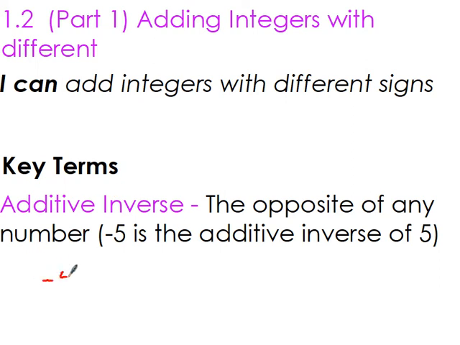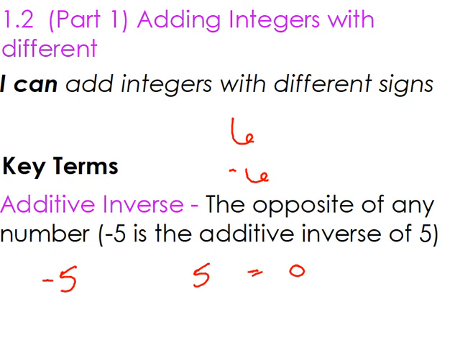If I have negative 5, the additive inverse of negative 5 is positive 5. The reason why is if I combine negative 5 and positive 5, they cancel each other out to give me 0. So the additive inverse is the opposite of any number. If I had positive 6, the additive inverse would be negative 6, because when I combine positive 6 with negative 6, they cancel each other out, which gives me 0.